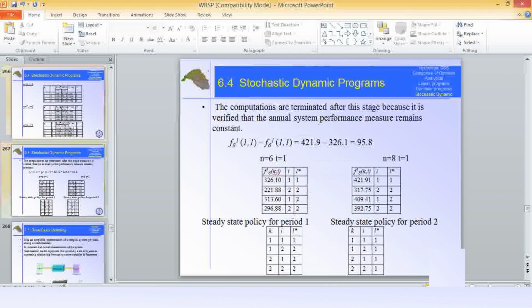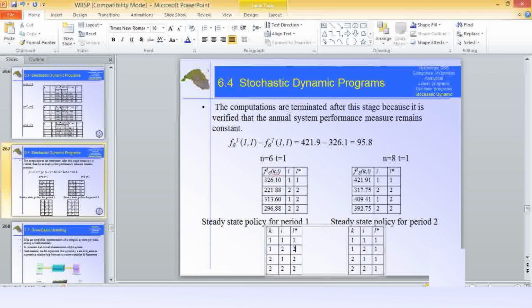This means in period one, let's say that's winter period, if the storage state is in one, and if the inflow state is in one, then the storage in the next period shall be maintained in state one. If the storage state is, let's say, in 1, and the inflow state is in state 2, then the storage in the next state should be maintained at 2. Similarly, for storage 2 and inflow 1, in the next period, the storage should be maintained at 2. If it is 2 and inflow of 2, then the storage in the next period should be maintained at 2.